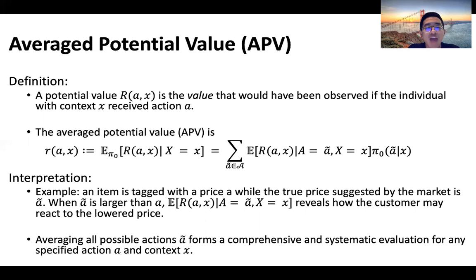In theory, averaging over all possible actions A tilde forms a comprehensive and systematic evaluation for any specified action A and the context X. That's why we are interested in this value function.